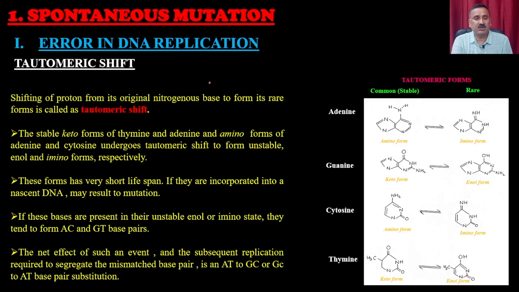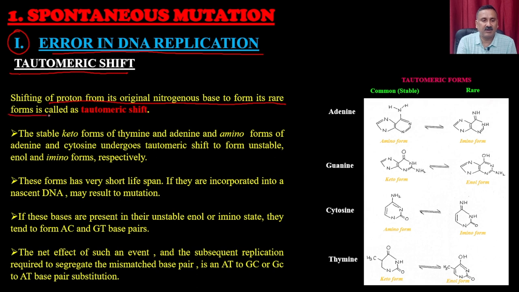So, spontaneous mutations, the number one category is the error in DNA replication. So, tautomeric shifts, right? For example, the shift of a proton from a nitrogenous base to its rare form is called a tautomeric shift. The stable keto form of thymine and guanine and the amino form of adenine and cytosine undergo tautomeric shift to form the unstable enols and imines respectively.